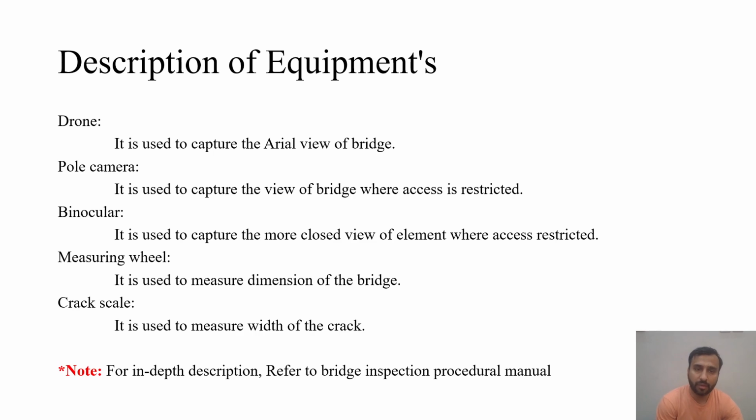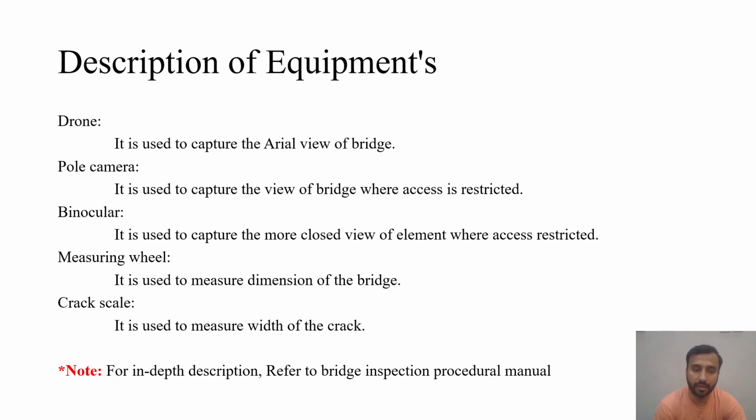So this is some description about the equipment which I just mentioned. A drone is used to capture an aerial view of the bridges. A pole camera is used to capture the bridge where access is restricted. Binoculars are used to capture a closer view of the bridges where access is restricted. These are digital binoculars, capable of measuring from the images along with the binocular functions. A measuring wheel is used to measure the dimensions, and a crack gauge is used to measure the cracks.